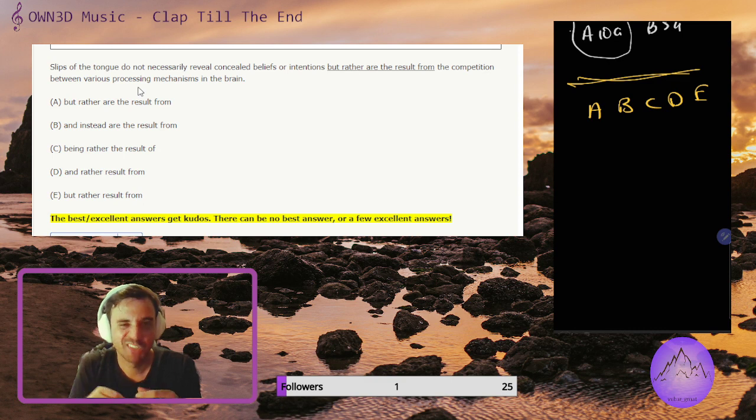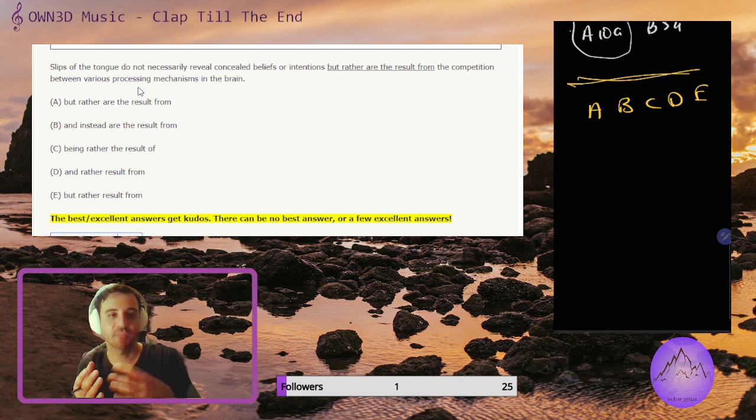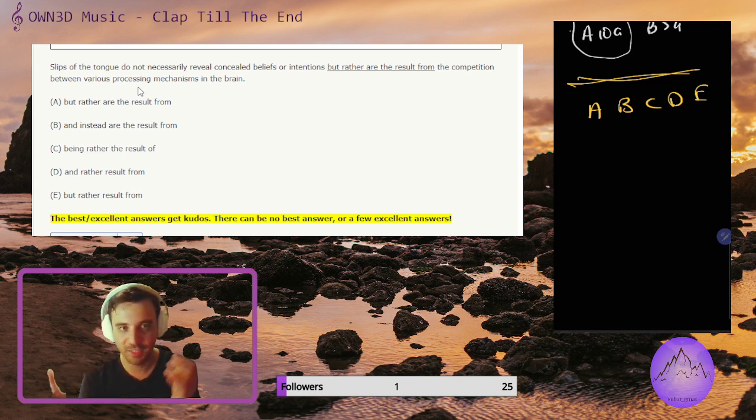Truth is, I didn't really need to read the second half pretty much at all, because the whole structure of the sentence was, this thing is not actually this, but rather it's this other thing. That's the sentence. So I don't really care what the other thing is, and I don't even really care what this is. I don't care about the slips of the tongue. The entire part that I care about is but rather.